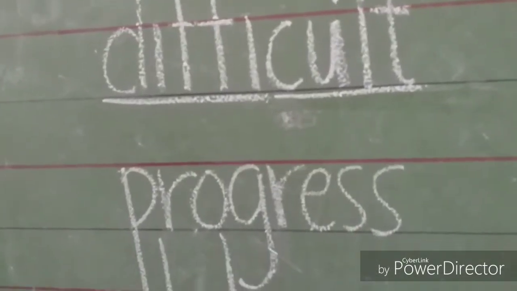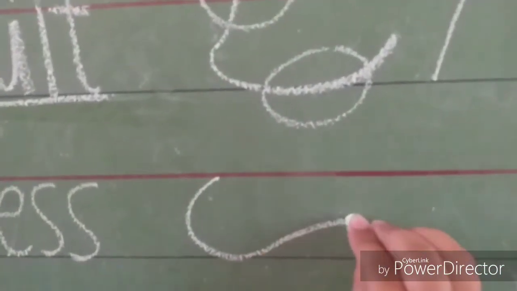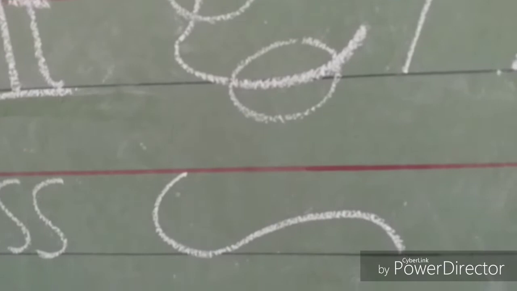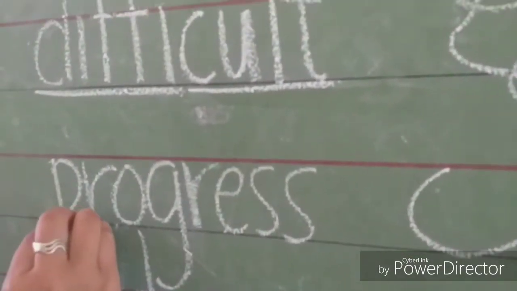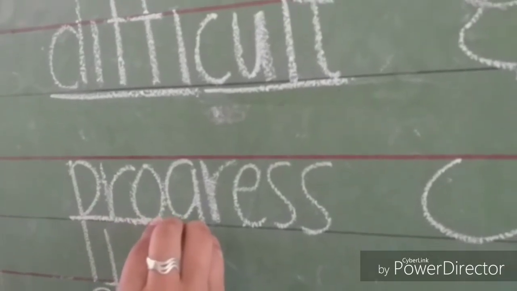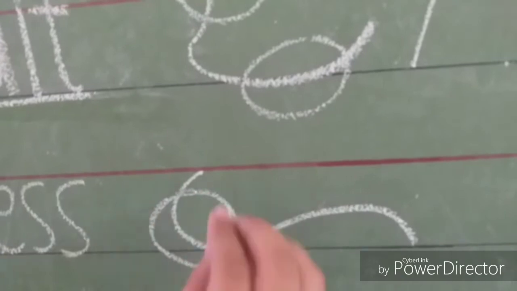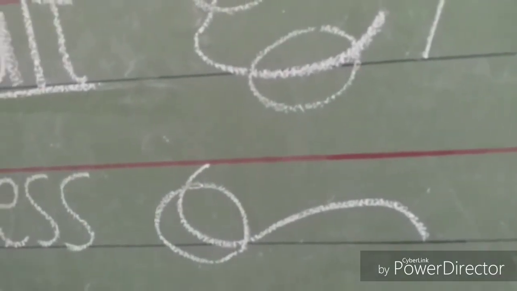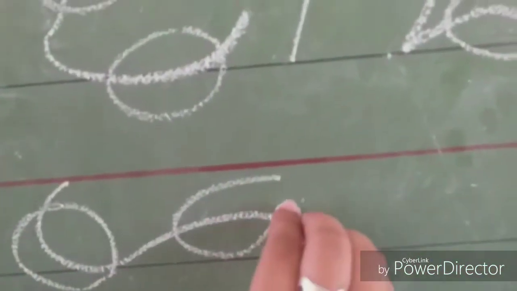The next word is progress, which is only represented by 3 strokes. For the PRO, it is only represented by the stroke of PR, while the rest is the stroke of G.